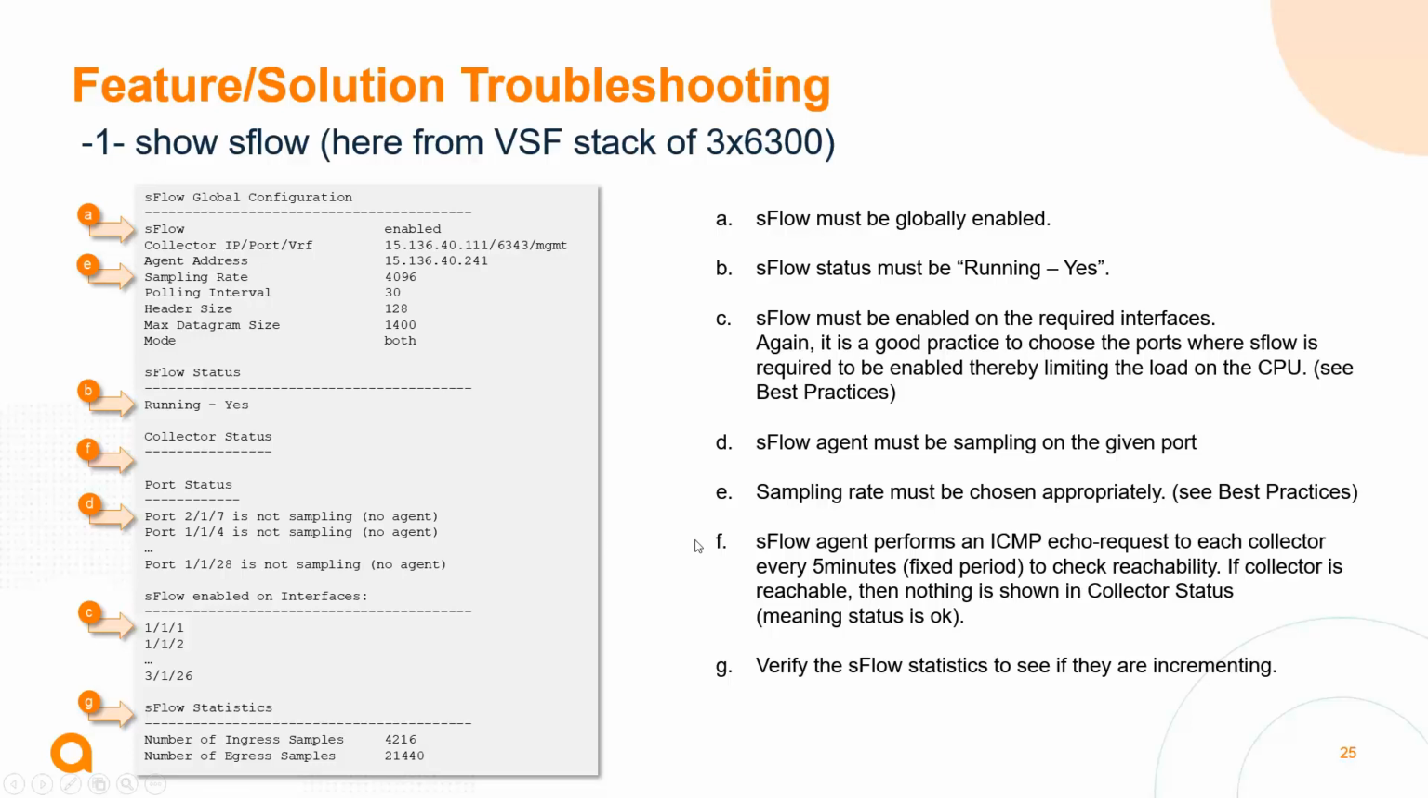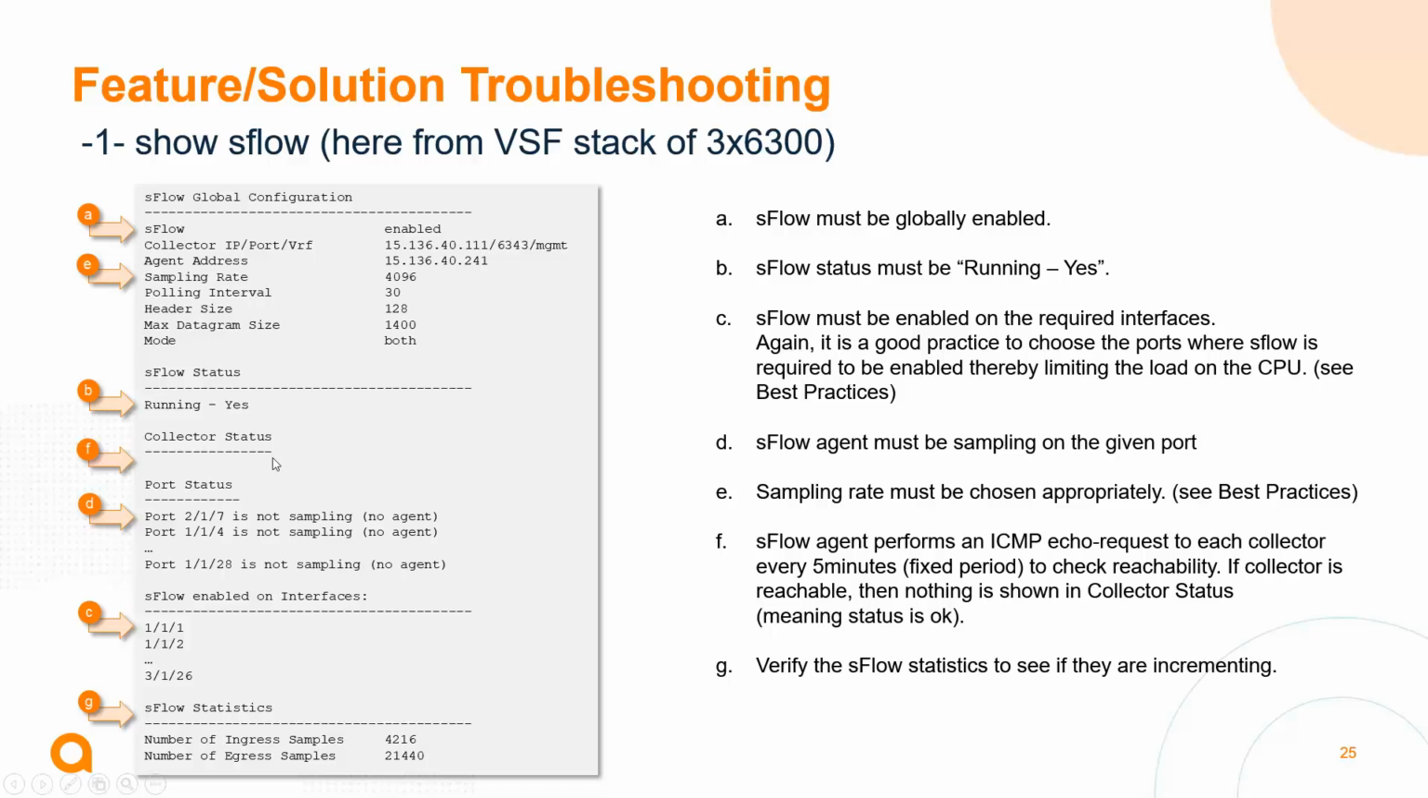Then the S-Flow agent is going to perform an ICMP echo request to each collector, and that would be made every 5 minutes. So this is a fixed period you cannot change. That would be to check the reachability of the collector. So if there is nothing below the connector status here, it means that the status is green and okay.